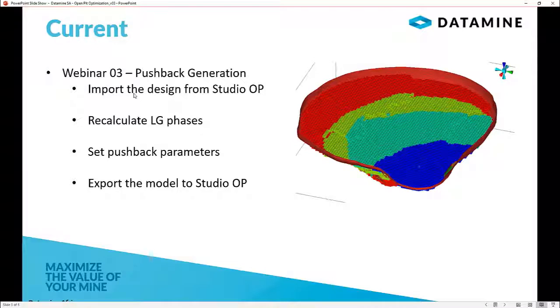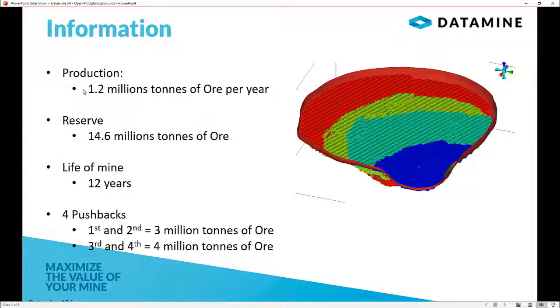In this webinar, as I said, I'm gonna teach you how to generate pushbacks. So first we need to import the design from Studio P, that one that Terence did. Recalculate the LG phases, set the pushback parameters, and then we're gonna export the model to Studio P, similar to these pictures. Okay, we need some information. So Hajar set our production as 1.2 million tons of ore per year.